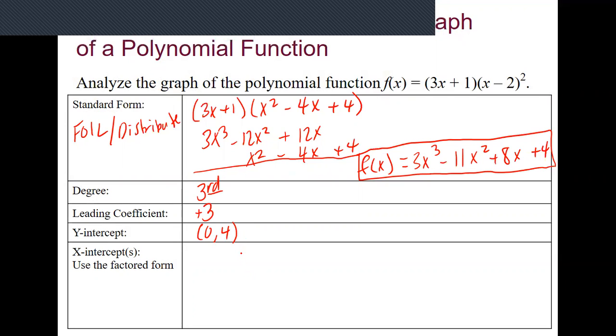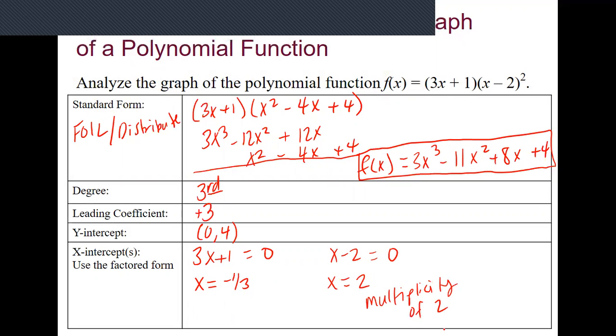Are we good? Your x-intercepts come from your what form? Your factored form. So my factors were 3x plus 1 and x minus 2. So this is x equals negative 1/3, and we have x equals 2. And it's a multiplicity of 2. It's a double multiplicity. Why do I know it's a double multiplicity? Because it said squared, right? And that lets me know that it's a double multiplicity.